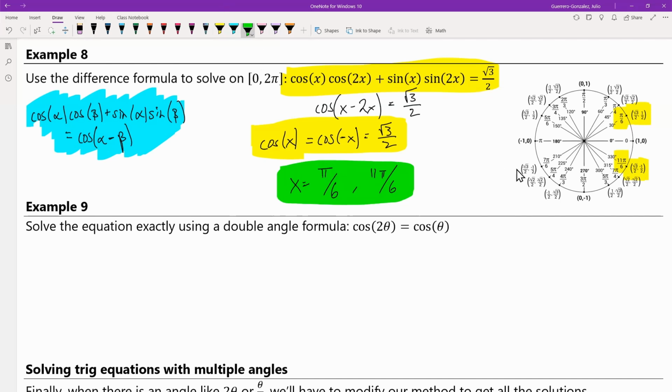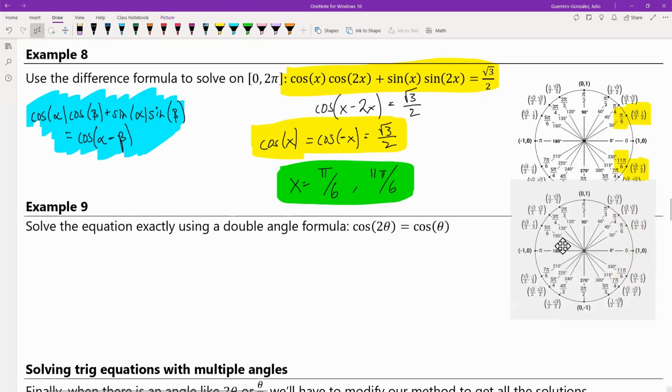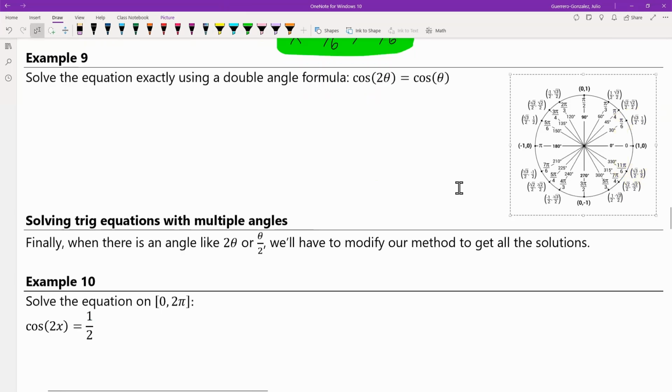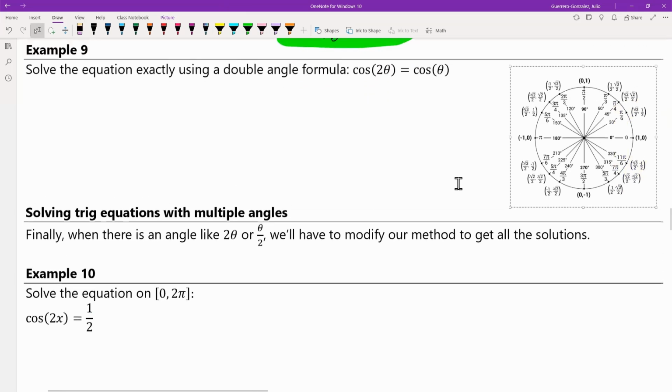All right, we're getting there. Move this one down a little bit. Okay. Solve the equation exactly using the double angle formulas. This one's requiring a double angle formula. So in particular, we're going to need that for this left-hand side. Cosine has multiple of them, right? Choose the one that best suits the need that you want.